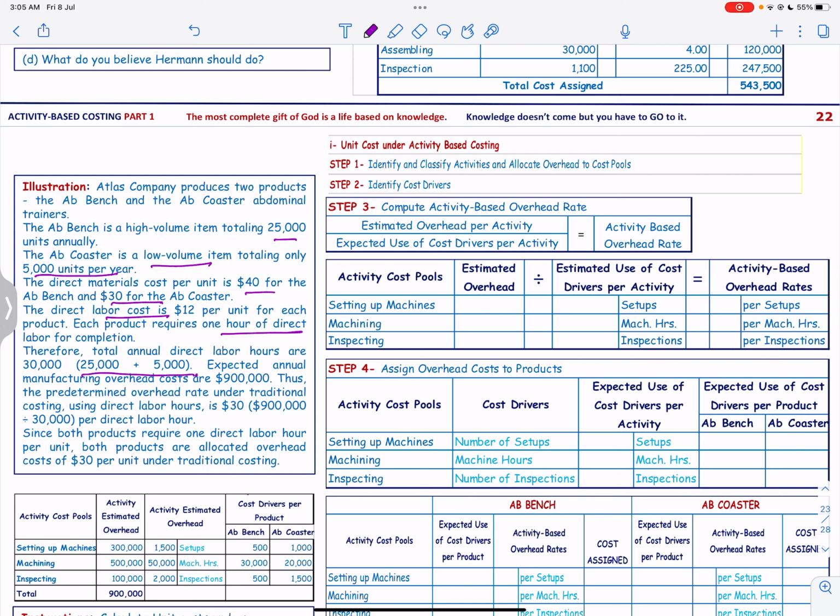Expected annual manufacturing overhead cost is 900,000. So the predetermined overhead rate will be 900,000 divided by the total hours, that is 30,000. So the predetermined overhead rate is 30. Now, since both products require 1 direct labor hour per unit, both products are allocated overhead costs of 30 per unit under traditional costing.